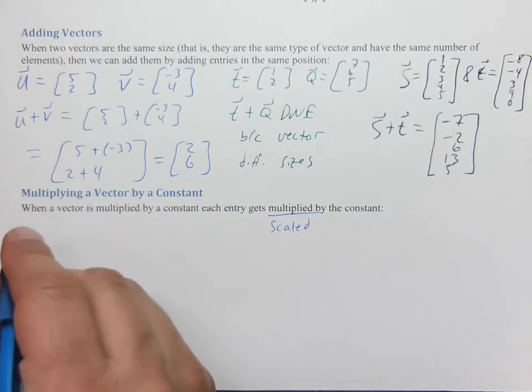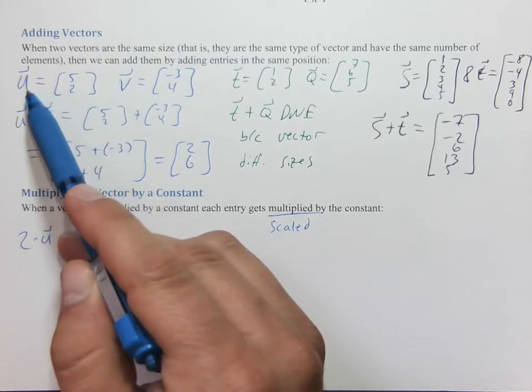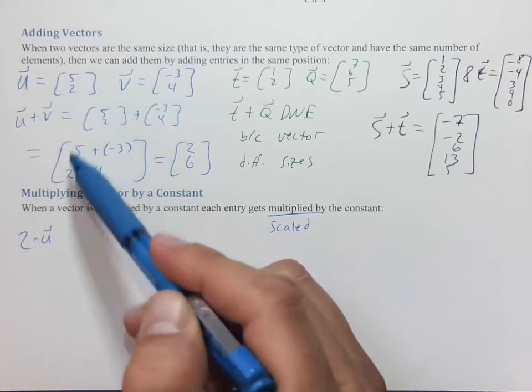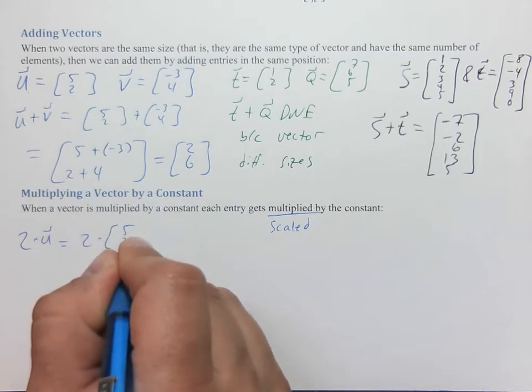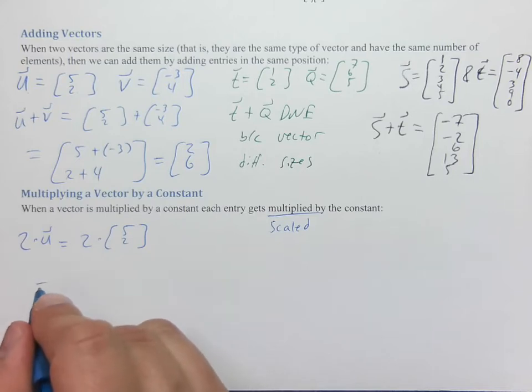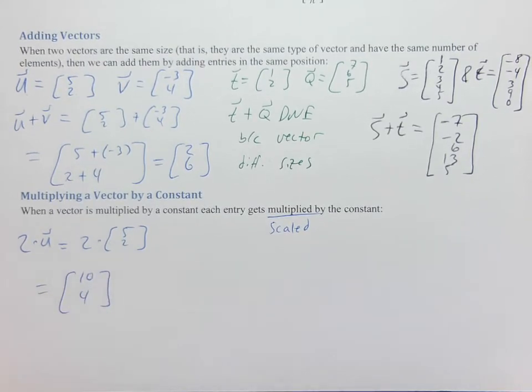So if I did 2 times u, it would just be taking this u and multiplying both these entries by 2. So it'd be 2 times 5, 2. Each one of those gets multiplied by 2, and we get 10, 4. Really easy.